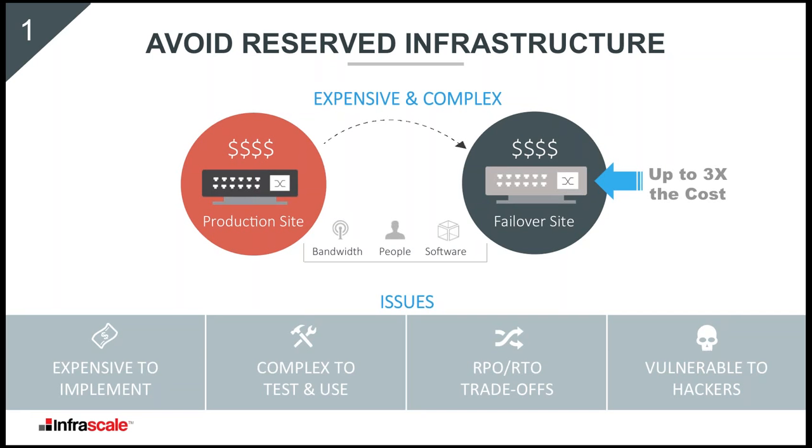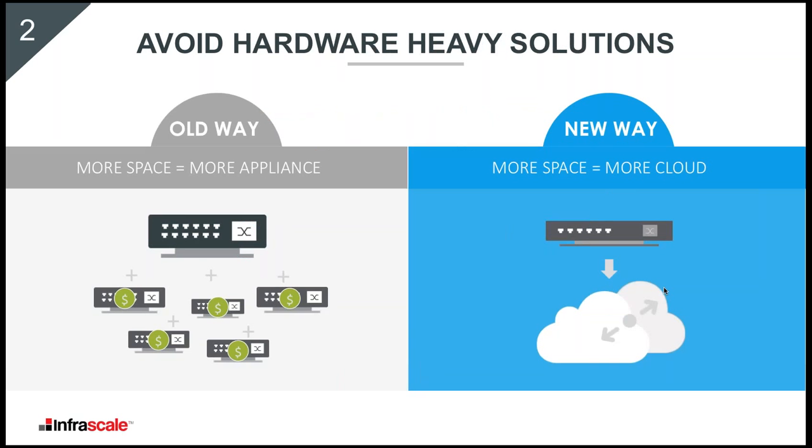So you have the production site, it replicates to the failover site, and then because of the bandwidth, the people, the software involved, that can really cost up to 3 times as much to set up a proper DR solution. And on top of the expense to implement it, it's complex to test and to use, it's vulnerable to hackers, it doesn't have security built right in. So avoid reserved infrastructure and still get on-demand failover, but at the price point of most backup solutions. That's what InfraScale can actually deliver.